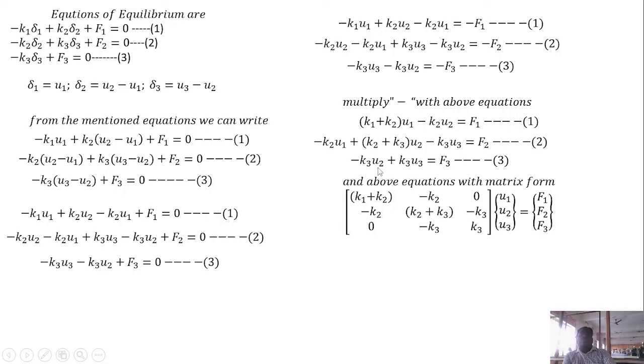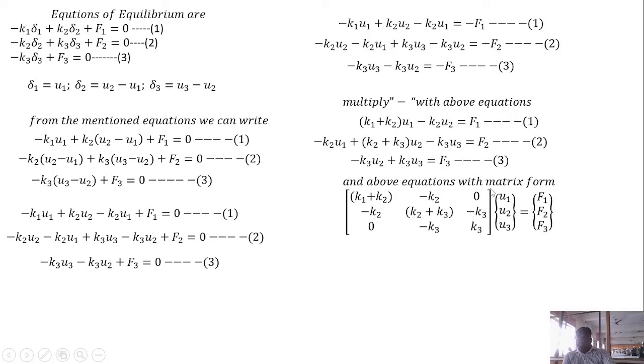Here you see the first variable u1 is not available, so I can represent 0 for the respective place, because in this equation there is no u1 variable, so here it's 0. What about u2? Minus k3 is available, so here I represent minus k3. What about u3? Plus k3 is available as a coefficient, so in the third row, third column I can represent the k3 value. So I can make the square matrix in 3 cross 3 form, because I have 3 equations, so I can frame it likewise.